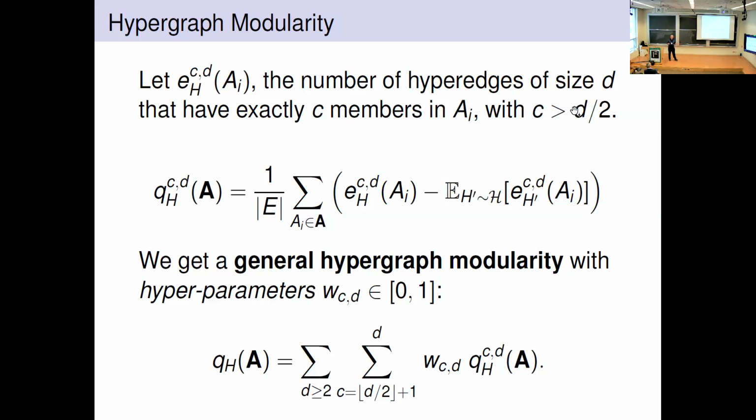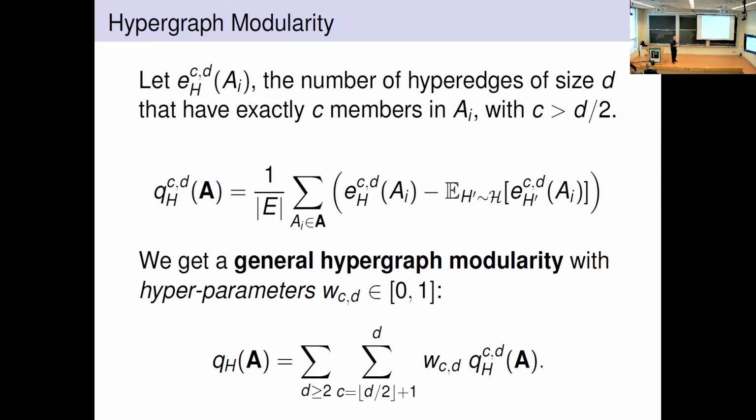Well, to avoid the possibility of having something that's ill-defined. You don't know which community because half are red, half are blue. Then which is it? So if you impose that you're going to call an edge of type CD if they have exactly C members in community A_i, where C is strictly greater than D over 2, then given that, you can define your modularity essentially by slices.